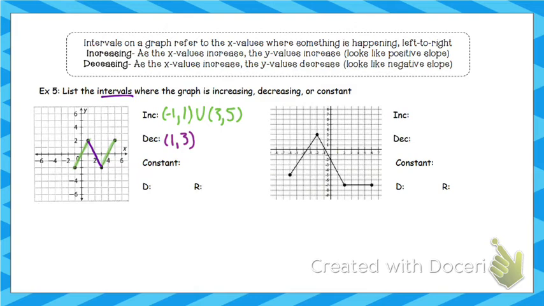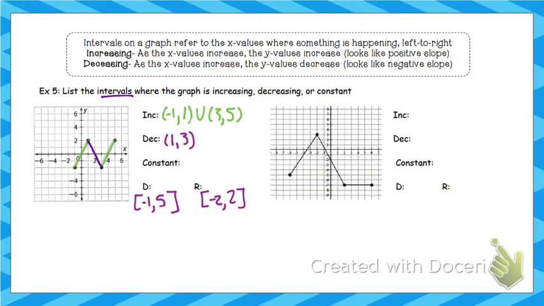Okay, so domain, left to right, the farthest left x is -1, the farthest right x is 5. It touches both those points with a closed circle, so we use a bracket. Range, bottom to top. The lowest y value is -2. The highest y value is +2. And again, we use brackets because it touches both of those values. All right, let's look at the next graph.